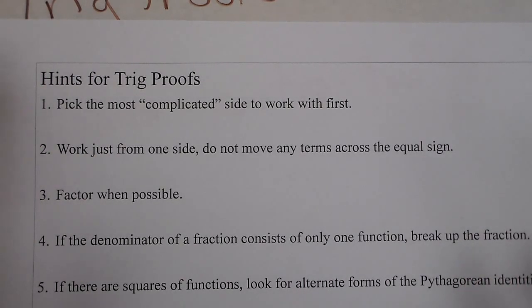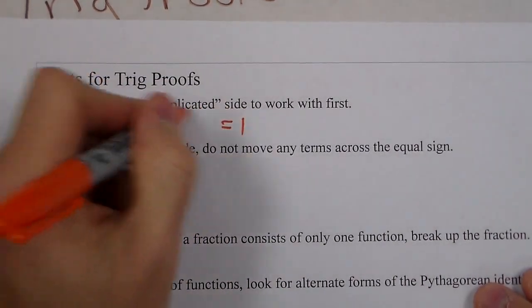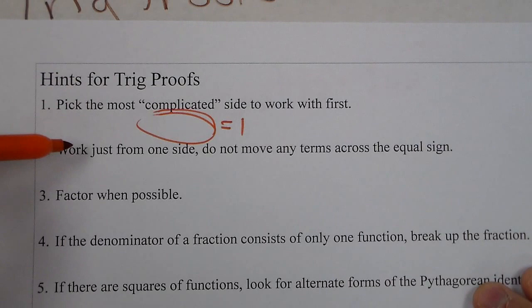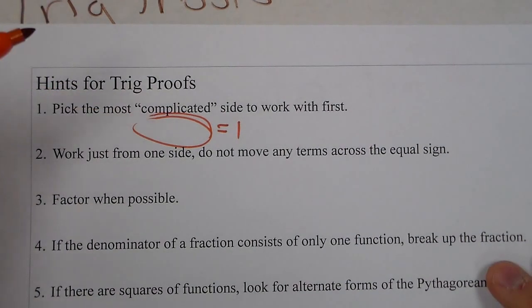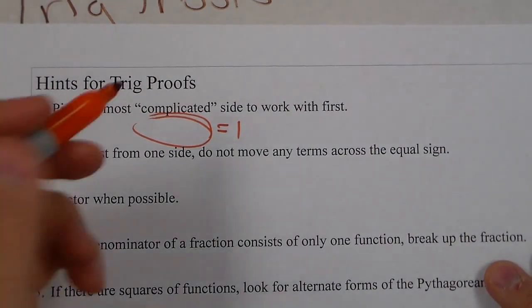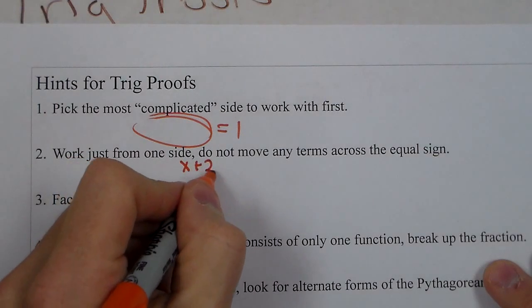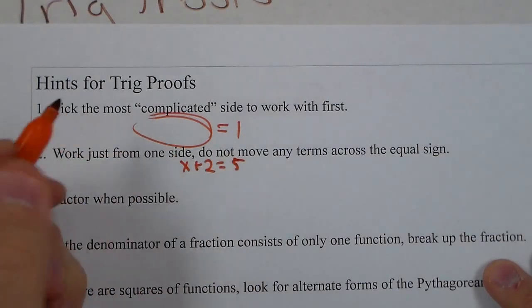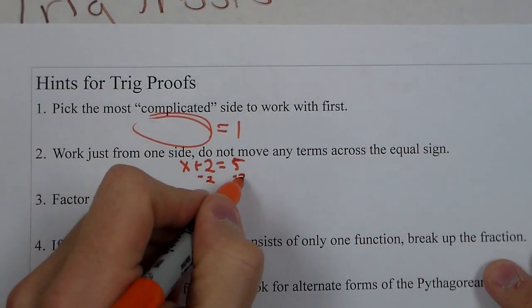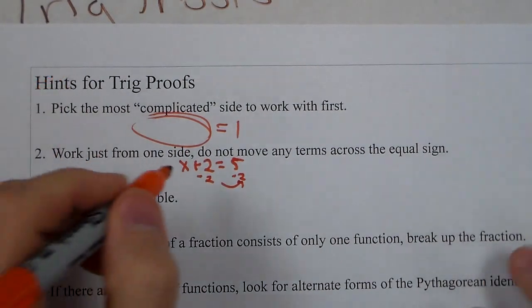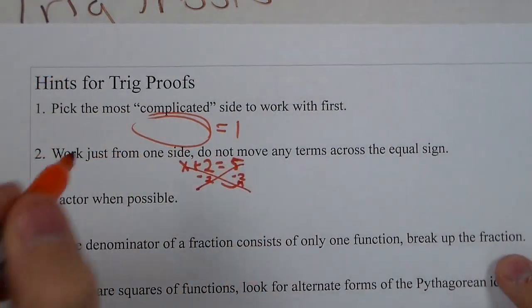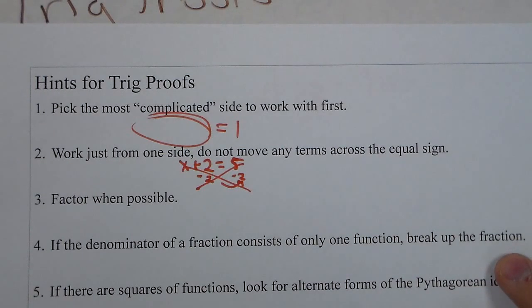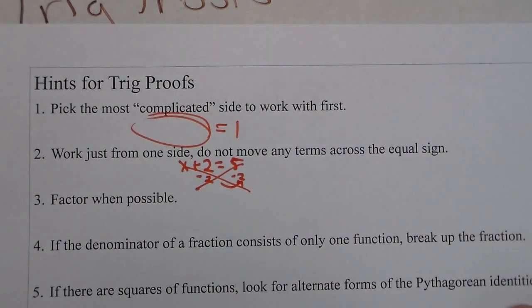Not necessarily always, there's always a more complicated side, but if something is equal to 1, you want to take the mess that's on the other side. Work just from one side. Do not move any terms across the equal sign. So this is not solving an equation. If I had something like x plus 2 equals 5, you would subtract 2 from both sides, moving the 2 across. We're not going to do that here. We're going to pick one side, and you stick with that one side until it matches the other.